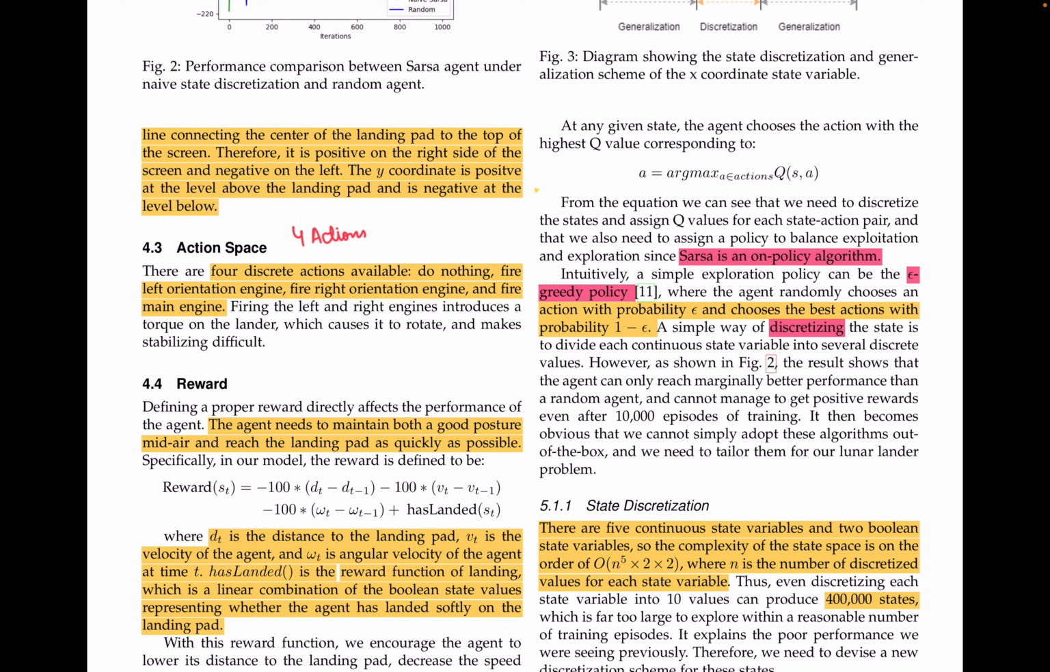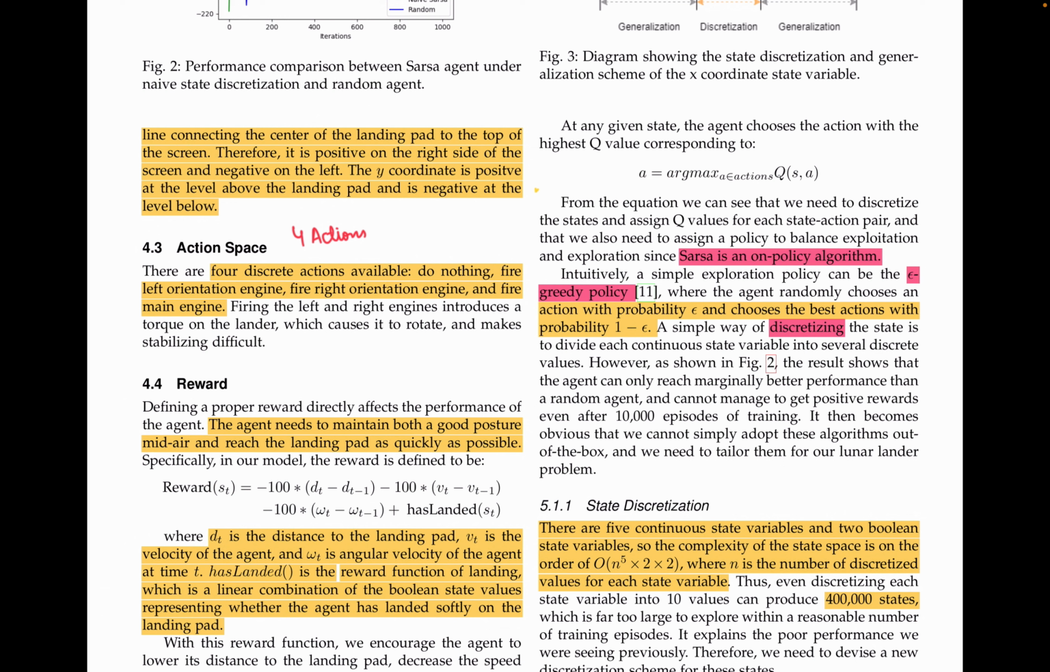So what is state discretization? We thought, okay, we'll just take all the states that are of no use to us and combine them into one. It's called state discretization, and there are 5 continuous state variables and 2 booleans. Of course, 8 states we have, right? And so the complexity of the state space is on the order of n to the power 5 times 2 times 2, where n is the number of discretized values for each state variable. Even discretizing each state variable into 10 values can produce around 400,000 states.